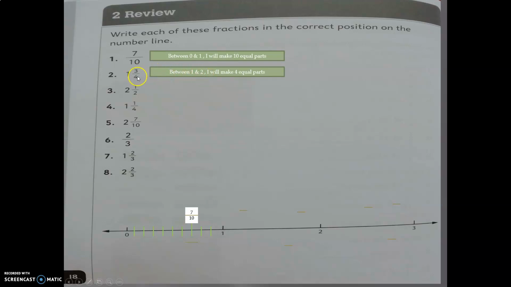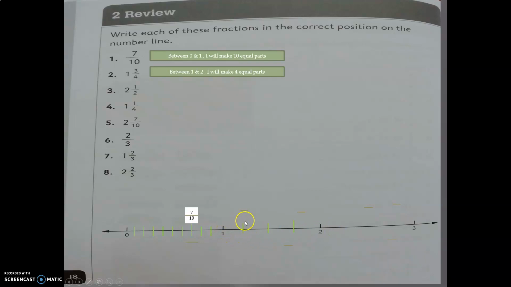And look at the denominator, I have 4. So how many parts do I need to cut the area between 1 and 2 into? The denominator here is telling me 4. So I need to cut the area between 1 and 2 into 4 equal parts. 1, 2, 3, and 4. So I already finished cutting the area from 1 to 2 into 4 equal parts.